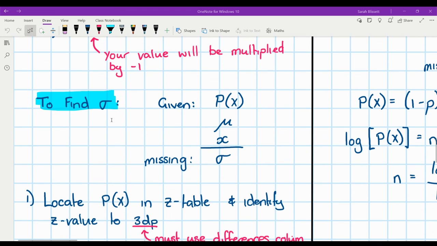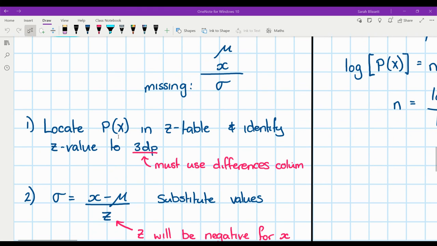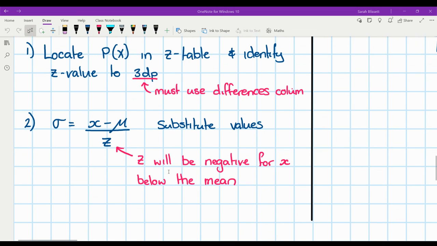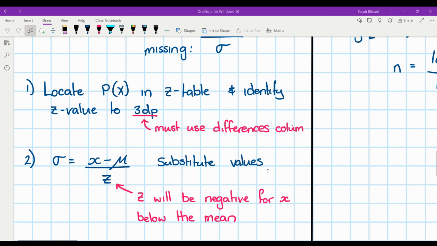To find the standard deviation, so we're given the probability of x, the mean, and the x value. However, we're missing our standard deviation, and I'd like us to find it. Using the probability of x, again, find your z value to 3 decimal places and rearrange the formula with the standard deviation being equal to x minus the mean divided by z, remembering that z will be negative for x values that are below the mean. So the inverse normal distribution is all about rearranging the formula just to find the value that has been missing.